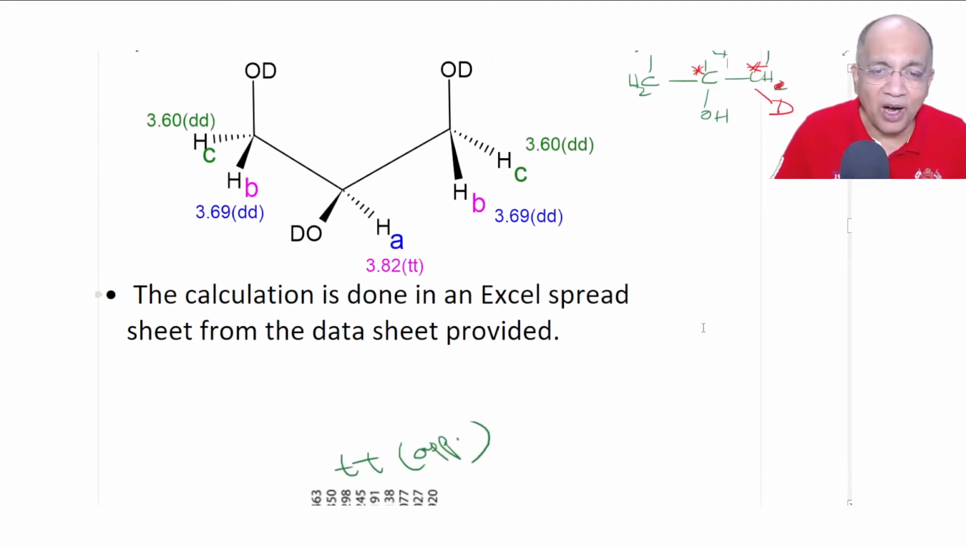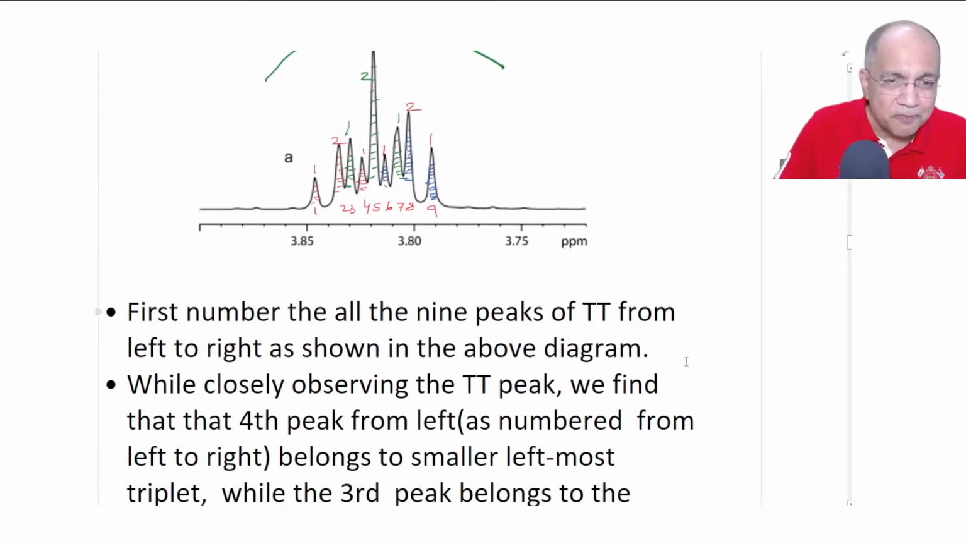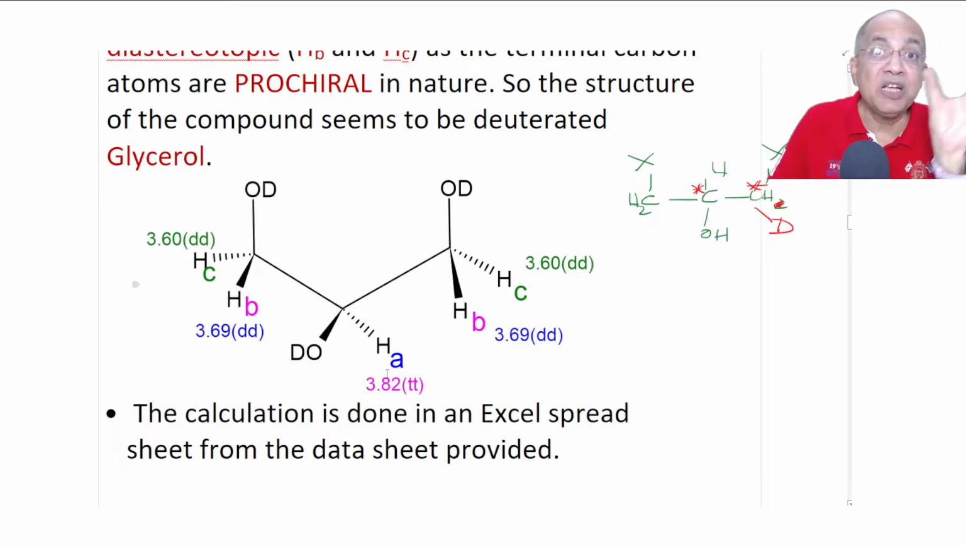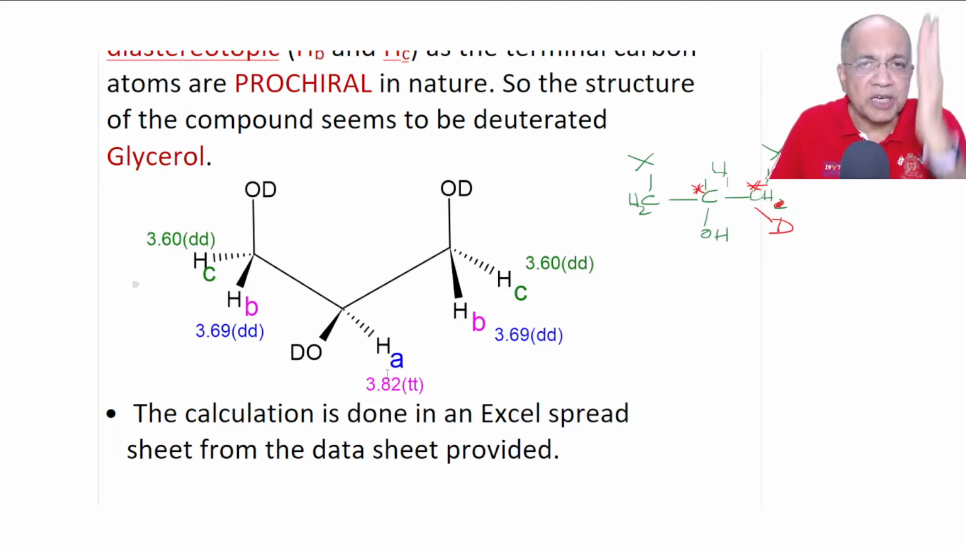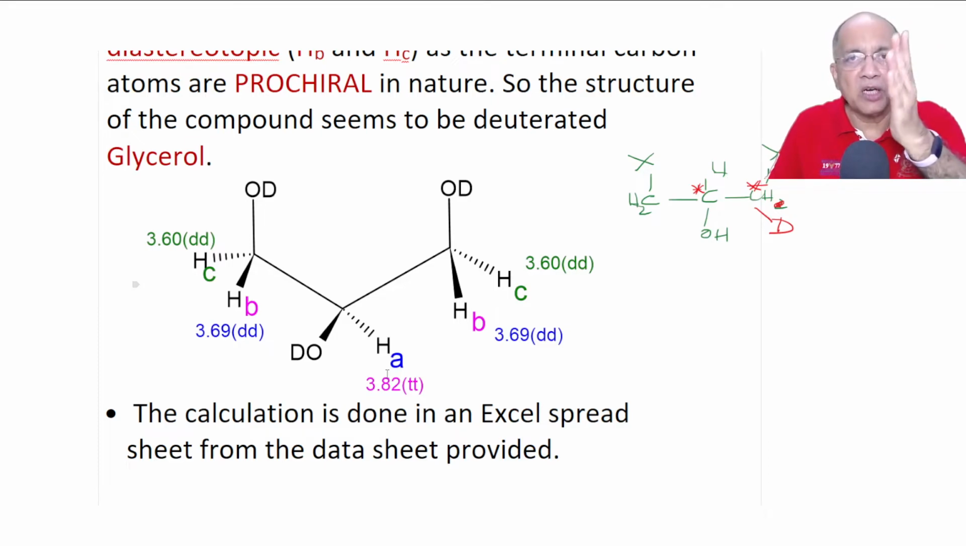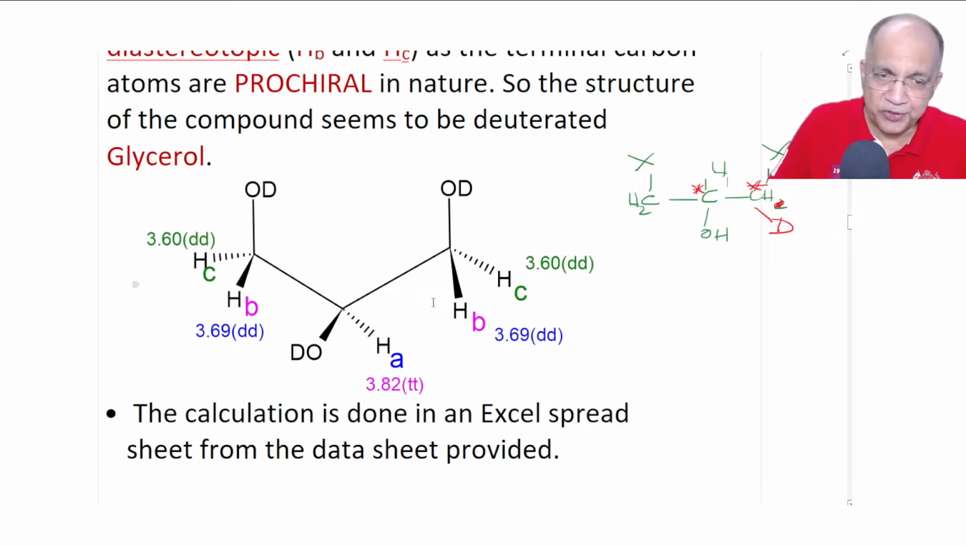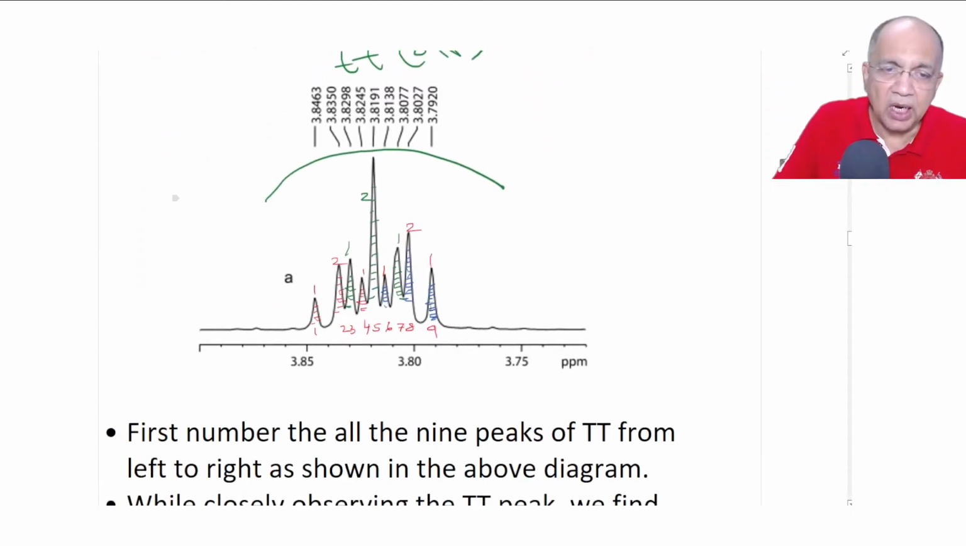So I will tell you how I have used the Excel spreadsheet to find out the J values. There are two J values here for the 9 lines TT. One is a small j, the other one is a big J. Small j is between the two immediate adjacent components, and the big J is between the midpoint of the first triplet to the midpoint of the second triplet, or the midpoint of the second triplet with the midpoint of the third triplet. Now, how we have done it, I'll tell you.